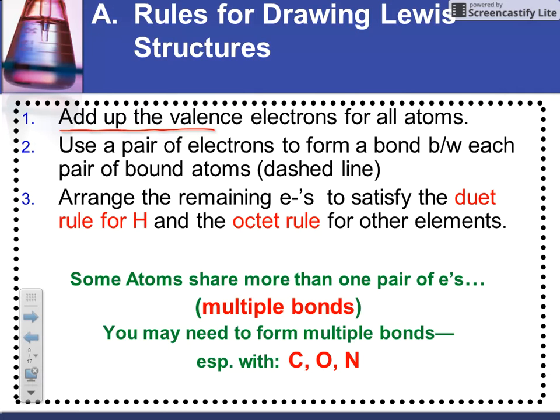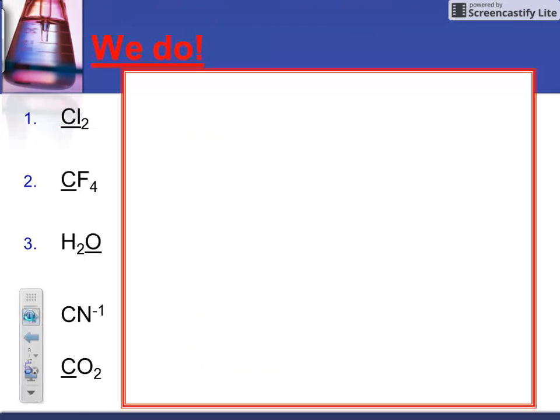Once you have connected everything with a single bond, remember a single bond is one dashed line that represents 2 electrons being shared between the atoms. That's that covalent bonding we were talking about in class. You're then going to arrange the remaining electrons to satisfy the duet rule for hydrogen and the octet rule for the other elements. So the examples that I'd like for us to do today are chlorine, carbon tetrafluoride, water, a polyatomic ion, the cyanide ion, and then carbon dioxide.